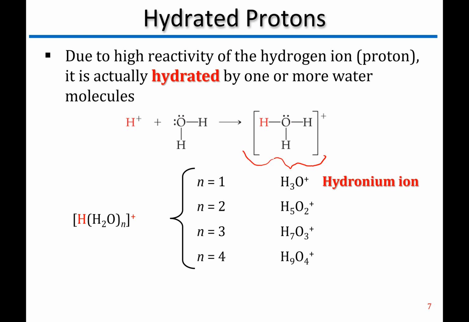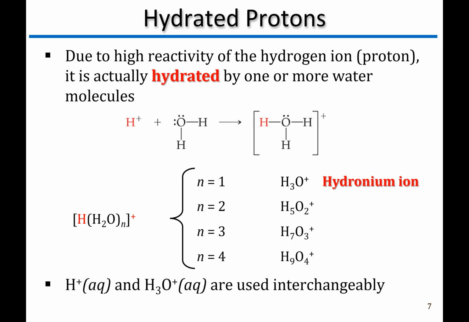But understand that it could have 2 waters, 3 waters, 4 waters. And we refer to this as the hydronium ion. So H+ and H3O+ are synonyms, just like proton and the hydronium ion. These are all interchangeable because we're all talking about the same thing. We're talking about the proton, H+, and it becomes the hydronium ion when it meets water. And down at the bottom we have a note that H+ and H3O+ are used interchangeably, and that's true.